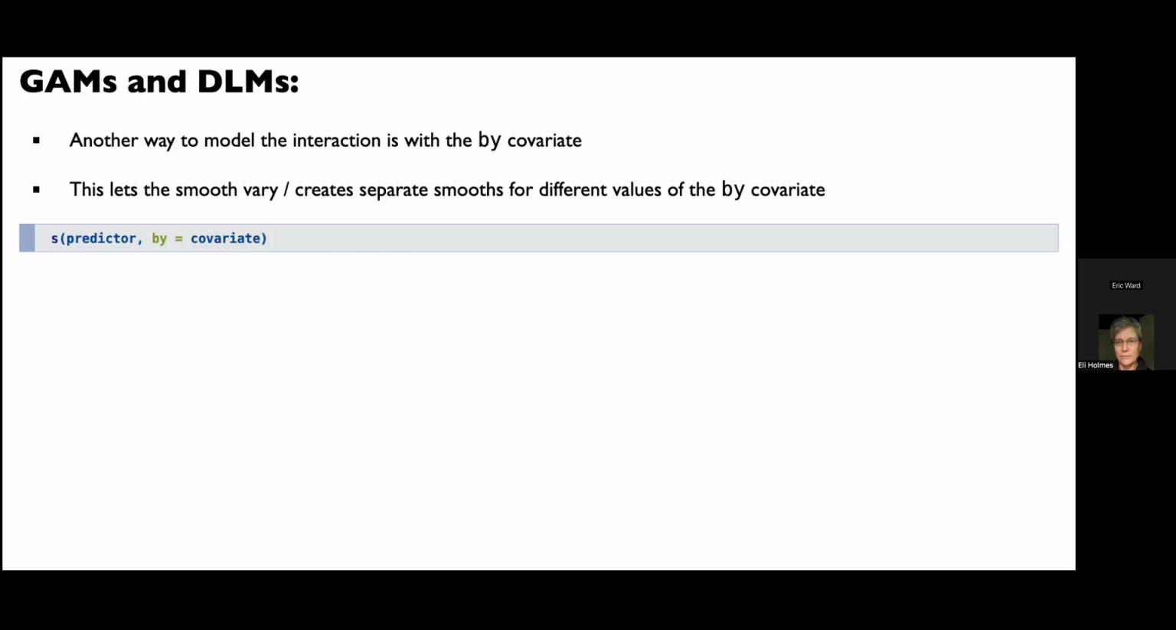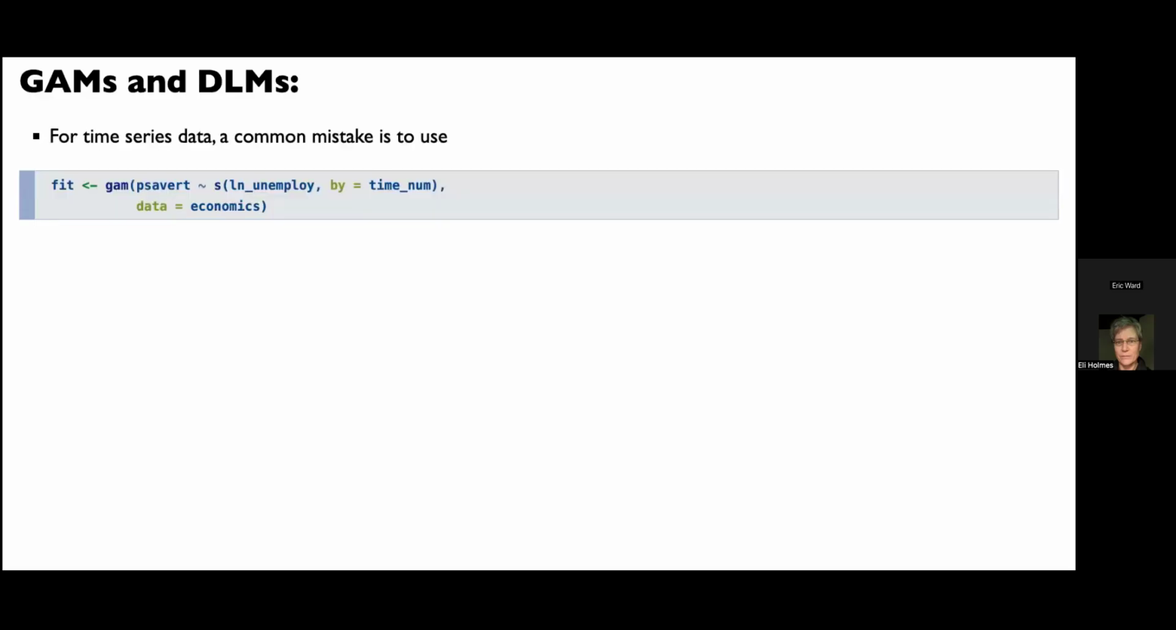Moving on to the next kind of model that we can fit, we can use this smooth term and include the by word. The by argument is kind of a magic word in mgcv, and that lets us fit different smooths that vary by whatever covariate we want to vary that smooth over. So the first argument, the predictor, is going to be our variable of interest, and then the by is what we're letting it change over.